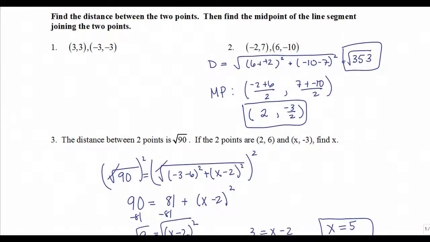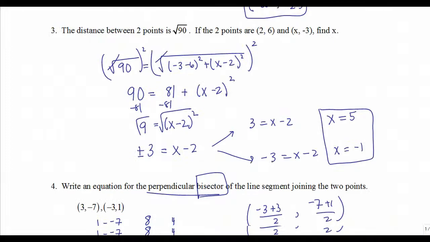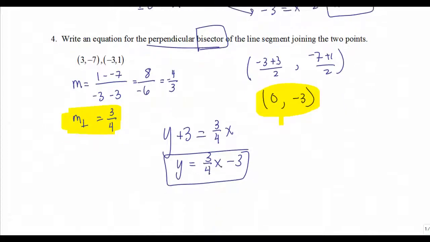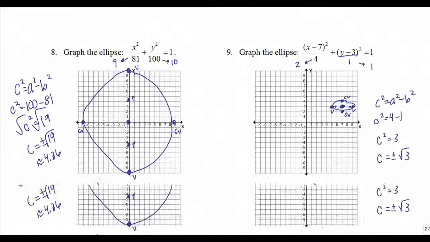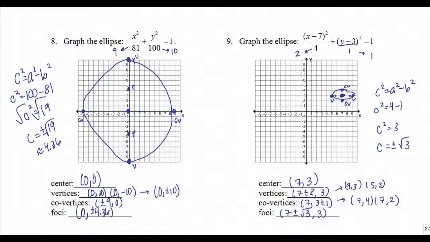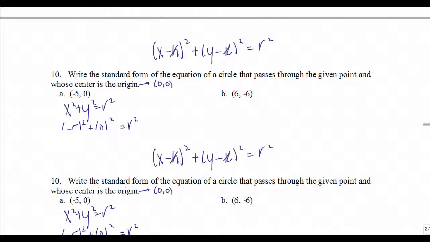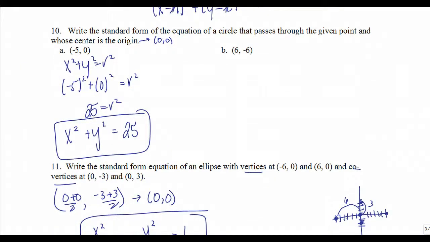So again, distance formula, midpoint, perpendicular bisector combines that, graphing circles, graphing ellipses, writing an equation of a circle, and writing the equation of an ellipse. That's what you need to know for your quiz.